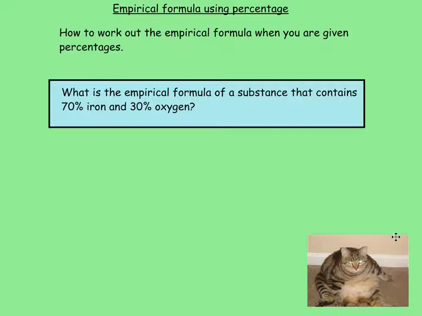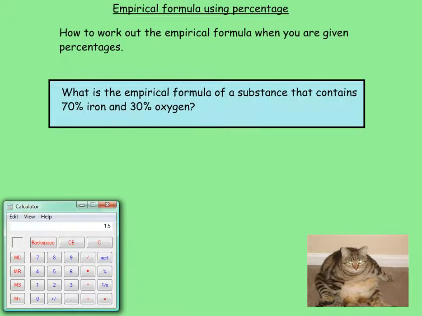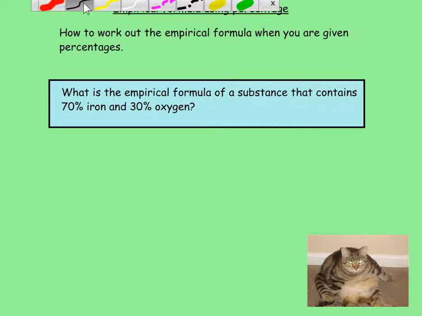What is the empirical formula of a substance that contains 70% iron and 30% oxygen? Now this is how you do it. It's quite simple. You need a calculator and a pen. So I'm going to attempt with the pen on here. Oh, the calculator's gone. Right, here we go.